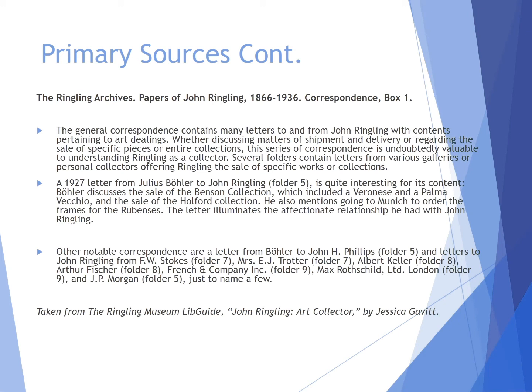A 1927 letter from Julius Buhler to John Ringling is quite interesting for its content. Buhler discusses the sale of the Benson collection, which included a Veronese and a Palma Vecchio, and the sale of the Holfer collection. He also mentions going to Munich to order the frames for the Rubens paintings in Ringling's collection. The letter illuminates the affectionate relationship Buhler had with John Ringling.